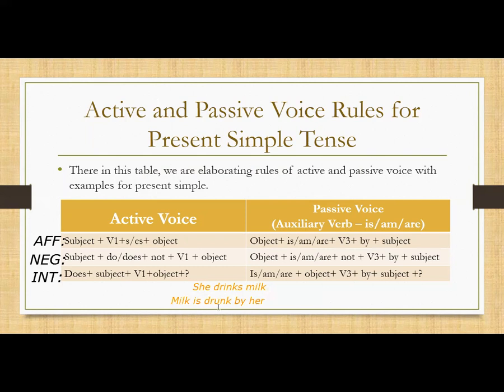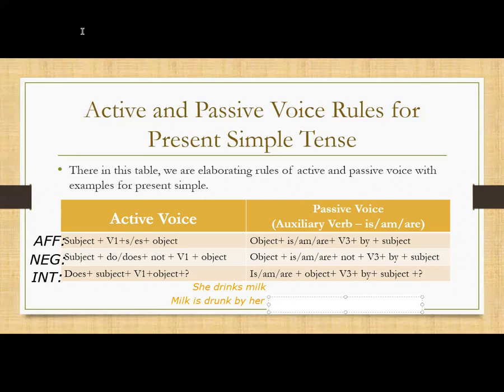The passive will be: milk is drunk by her. Object: milk is singular, according to milk we use is. What is the third form of drink? Drunk. By, additional. The subject is she. She will be changed over here according to the passive voice. It will become her. Okay.